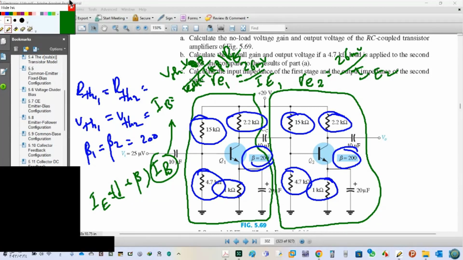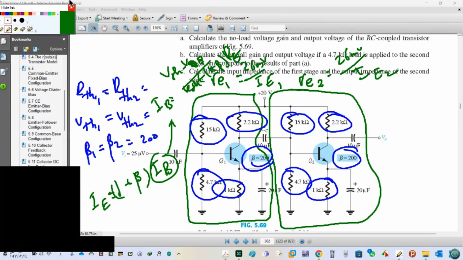Here they are the same, so we don't have any problem. But if they are different, you have to calculate for each stage. Doctor, I have 3, 4, 5. Anyway, you have to calculate for each one: 1, 2, 3, 4, 5. You have to calculate AV no load.